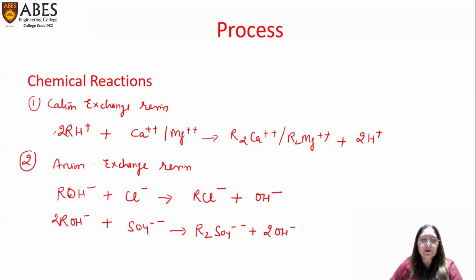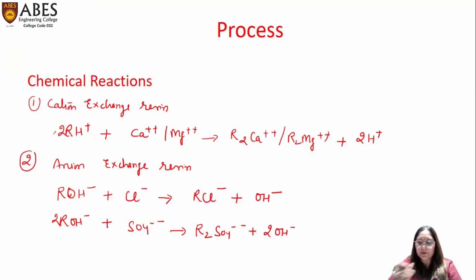Chloride ion and sulfate ion both are the hardness causing anions. Calcium ion and magnesium ion both are the hardness causing cations. Cation exchange resin takes up the calcium or magnesium, and anion exchange resin takes up the chloride ion and sulfate ion.